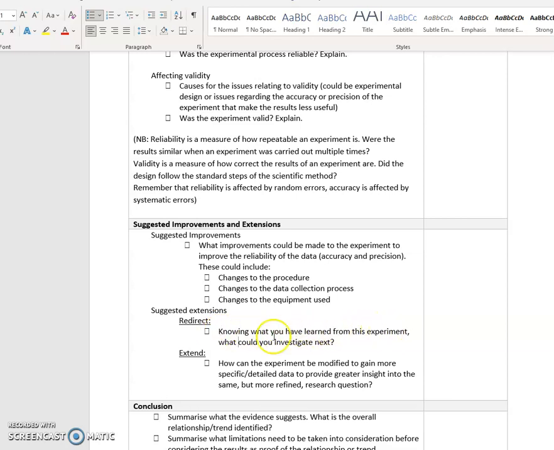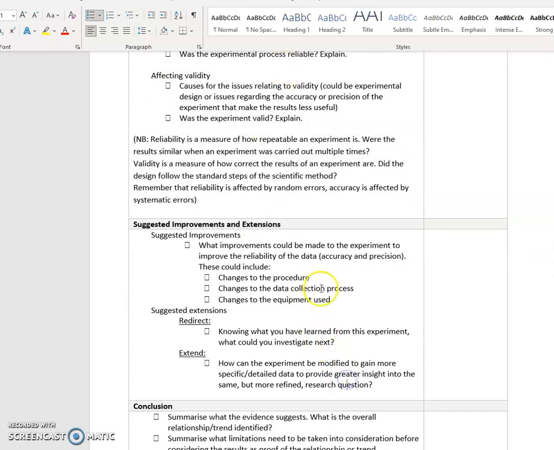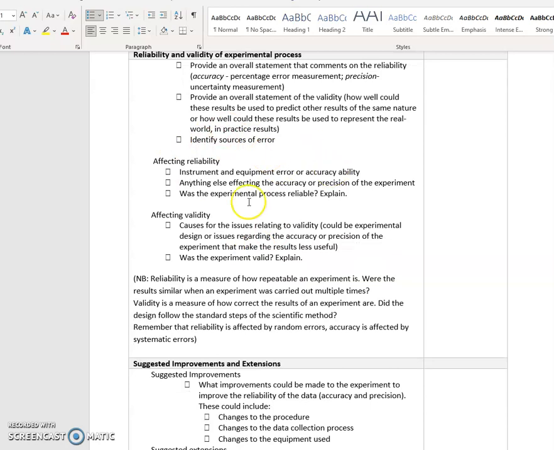So what else can we find? What can we investigate next? And how can we extend it? How could the experiment be modified to gain more specific and detailed data, to provide greater insight into the same but more refined research question? So how can I do it better, knowing all of these errors that I just found out? How do I fix all these errors? So that's your suggested improvements and reliability of the data.